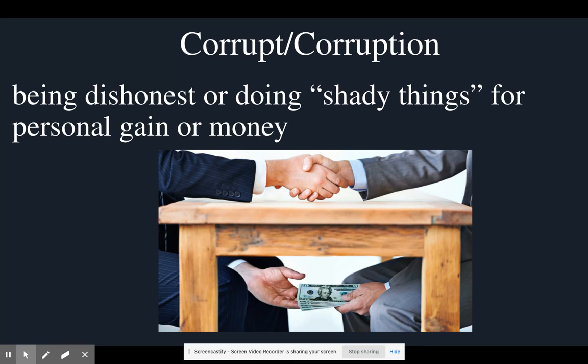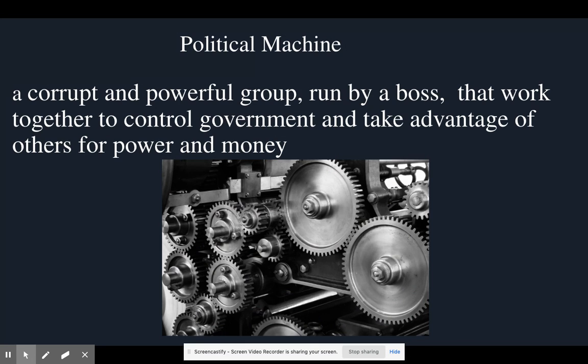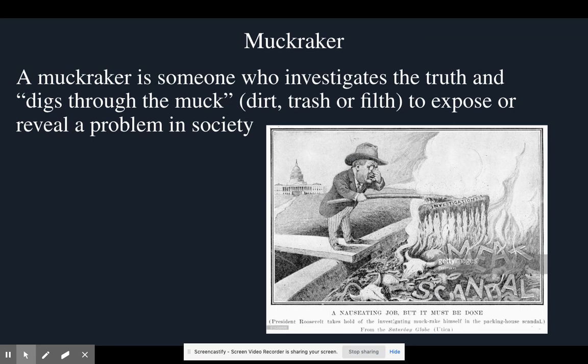Next is corrupt or corruption, so being dishonest or doing shady things for personal gain or money. That was happening a lot during the Industrial Revolution, and the progressive movement tried to stop this from happening any further. Next is political machine, so a corrupt and powerful group run by a boss that work together to control government and take advantage of others for power and money. That's what a political machine is.